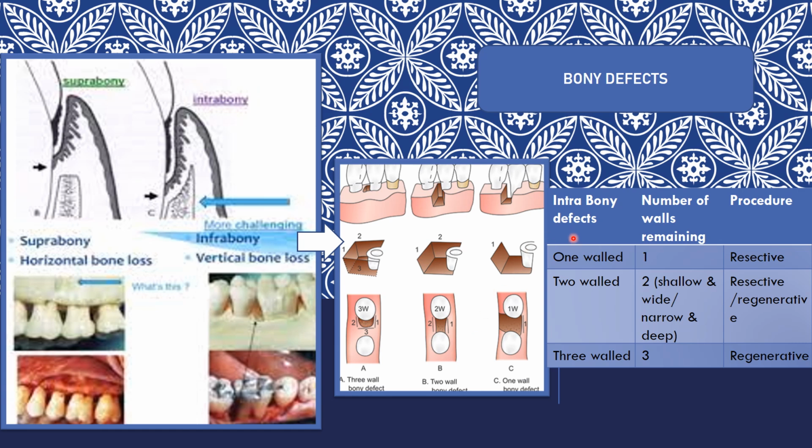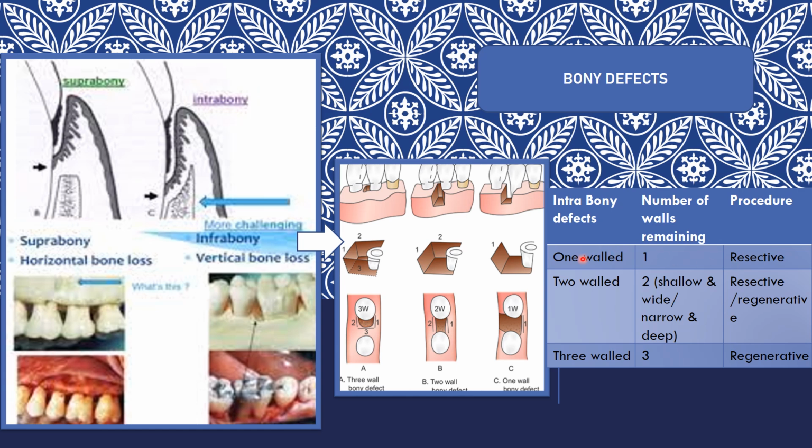So in case of a 1-wall defect, you can see that the number of walls present is only 1. So a regenerative technique will not be useful, and it can be used for resective osseous surgery. Okay, that is a 1-wall defect. Every time it will depend upon the bone loss. If it is advanced bone loss, osseous resective surgery is not recommended. It will depend on the depth, width, and general configuration.